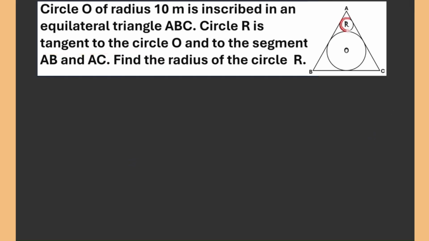Here we go. This is circle R, which is tangent to the circle O, and the circle R is also tangent to the segments AB and AC. This is segment AB, this is segment AC, and this is your circle R, and this is circle O. We're asked to find the radius of the circle R.